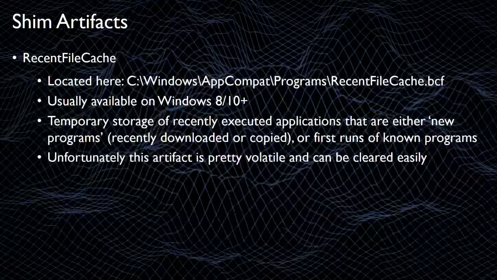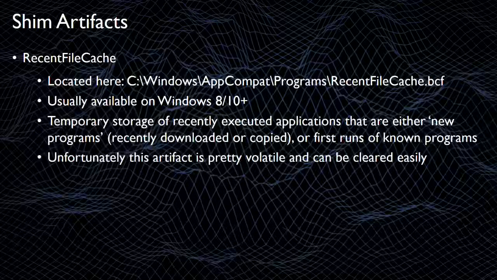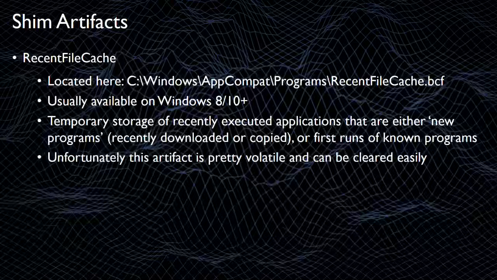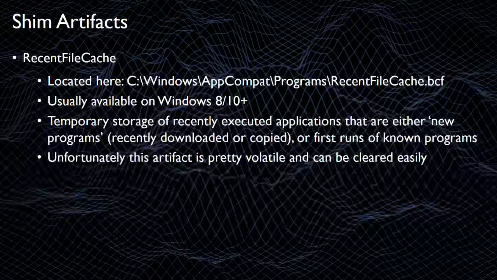Some other parts of the application compatibility engine include the recent file cache. It's located in the .bcf file and the path you see up on the screen. It's usually available on Windows 8 and on. It's really a temporary storage of executed applications. They could be either classified as new programs, downloaded or copied, or the first run of a known program that was already on disk. This artifact rolls really quickly. It's volatile. It can be reset really easily. So it's not the best artifact to rely on, but I've absolutely had leads from this artifact if it's been recent to the breach.